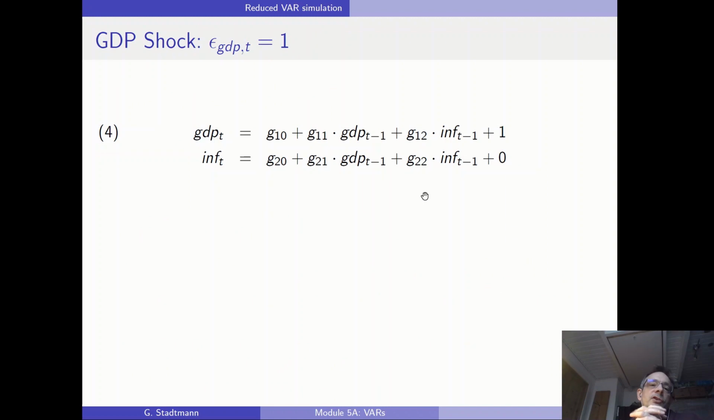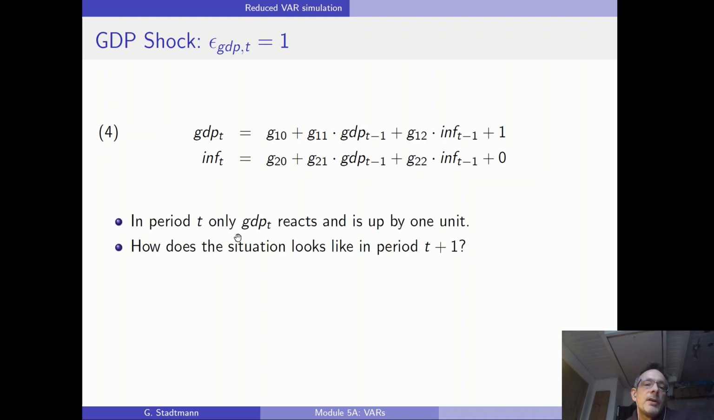I would like to assume that only one GDP shock occurs in period t. So in period t, epsilon takes the value of 1. So we normalize the error term to the size of 1. This will, of course, directly have an impact on the growth rate of GDP, because in period t, you can see here that GDP in period t will react and will be up by 1 unit.